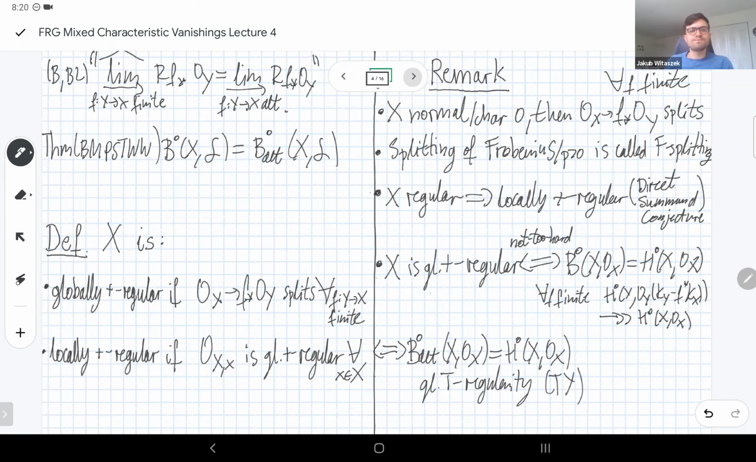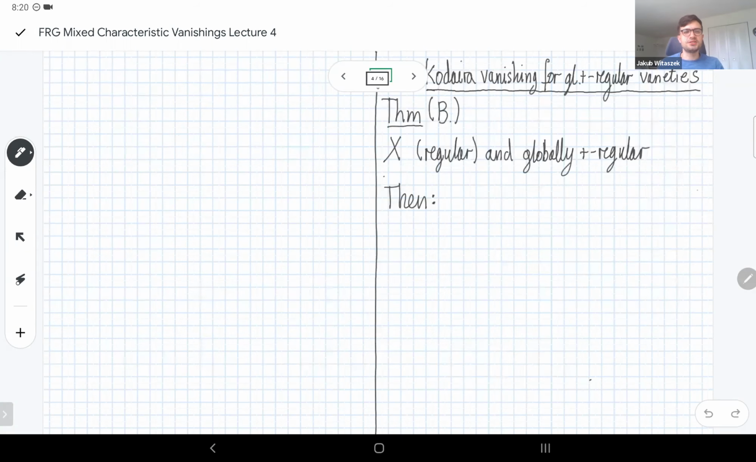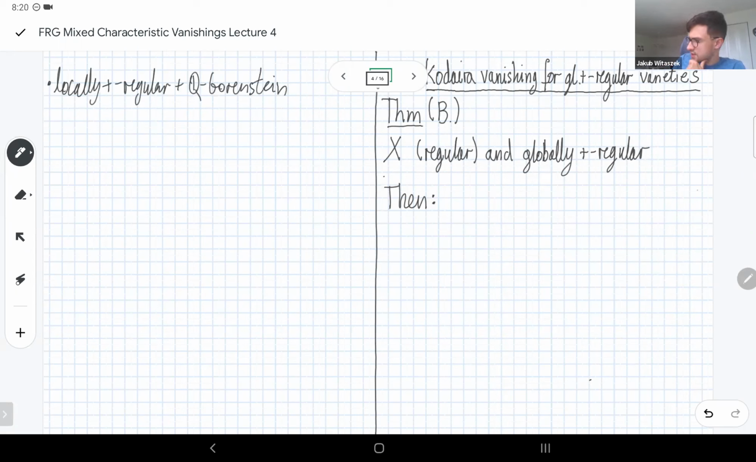Now let me explain that this plus regularity is a two-handed beast. It comes with the geometric datum and with the arithmetic datum. So let's see what's the geometric abstraction for being plus regular. So locally plus regular, maybe let me assume also Q-Gorenstein just to make sense of this, implies KLT.